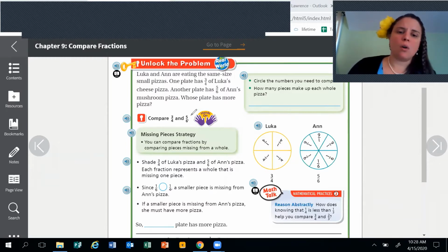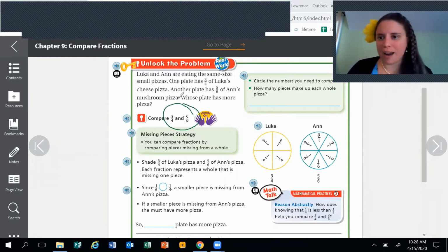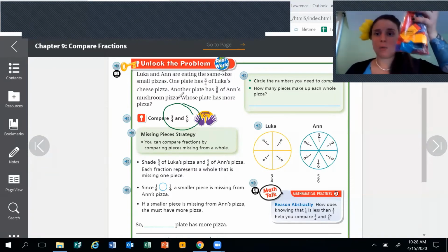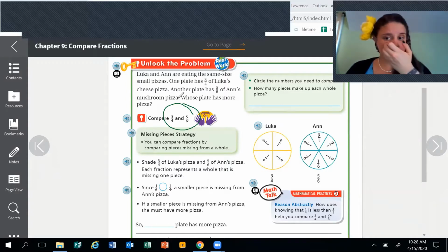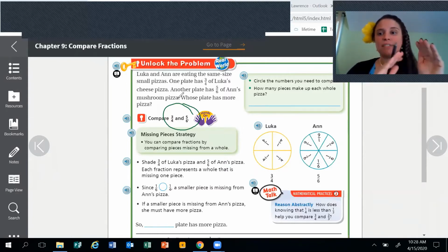So we already know that we are comparing these two fractions, right? 3/4 and 5/6. So some of the strategies that we use already is that we use our fraction strips and we grab them and we compare them, okay? Another strategy we use is that we draw a picture and count or look at the whole pieces and see which one has more filled in on their circle.